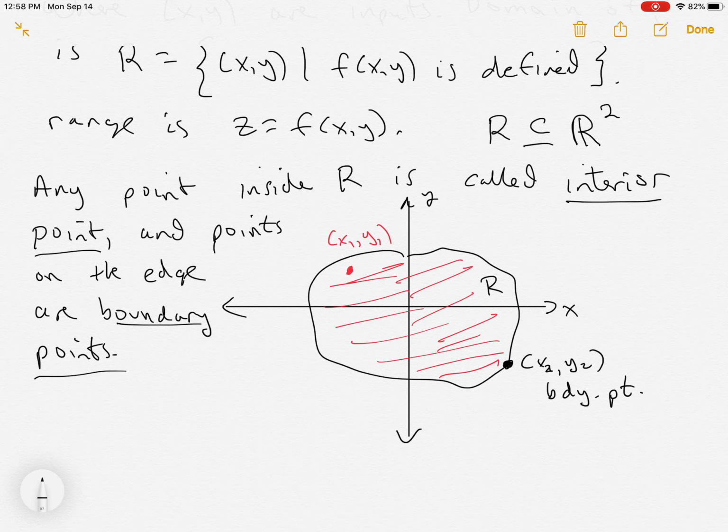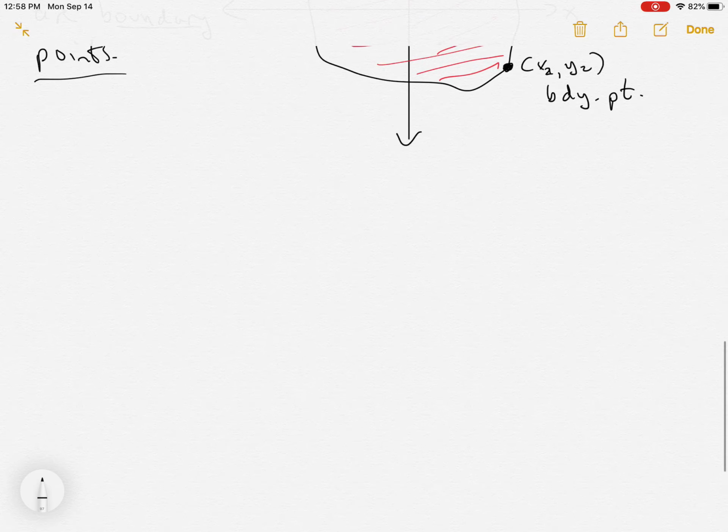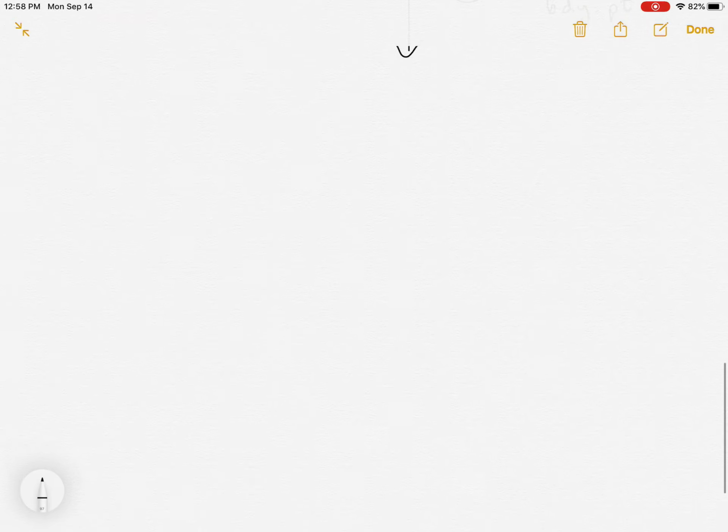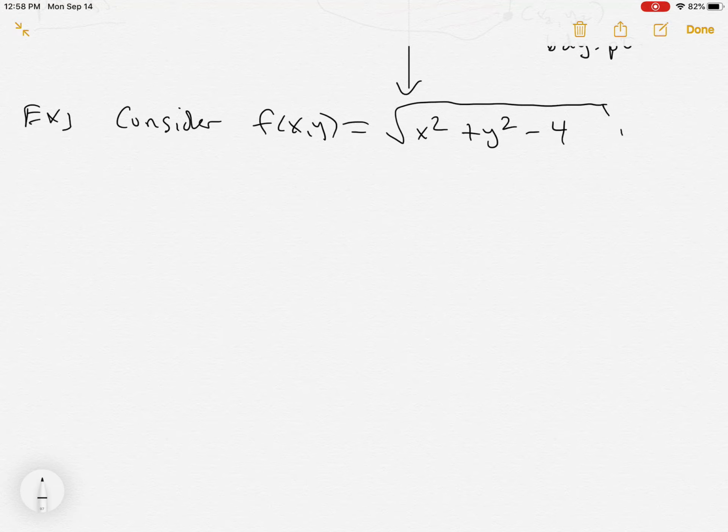All right, so now we've defined what the domain is, and we're going to look at a pretty cool example here. Okay. So example. Consider the function f of x y equals the square root of x squared plus y squared minus 4. And we want to find the domain and graph this thing, right?